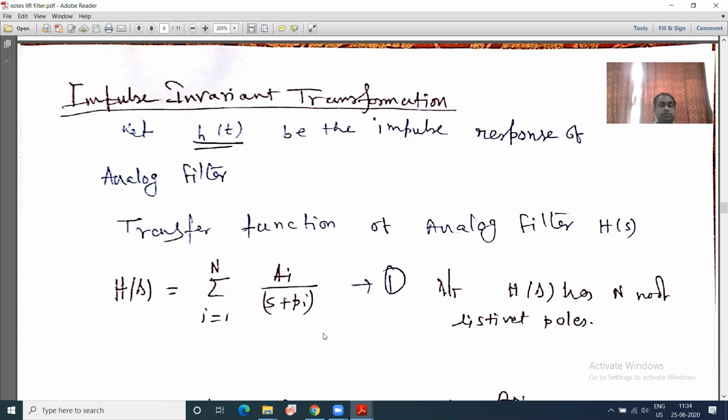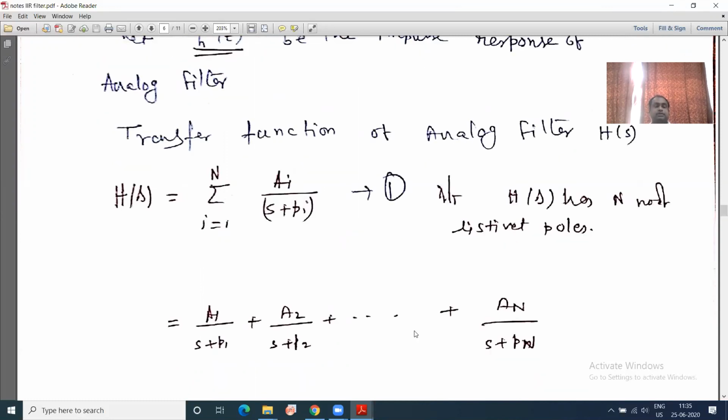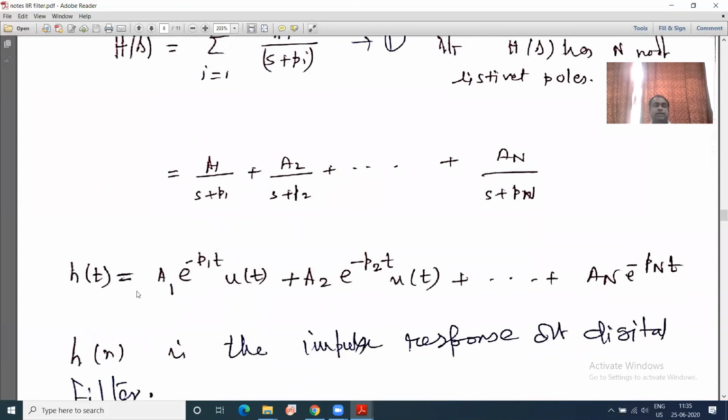Most of the transformations. Sometimes you cannot write it that way, for example when you have a whole square of something; in that case you will deal with them separately. Now suppose my H(s) is in the form of the summation from i equal to 1 to n of a_i by (s plus p_i). What does it mean? It will be a1 by (s plus p1), plus a2 by (s plus p2), plus a3 by (s plus p3), and so on up to n terms. Now, if I find h(t), it will be like this.